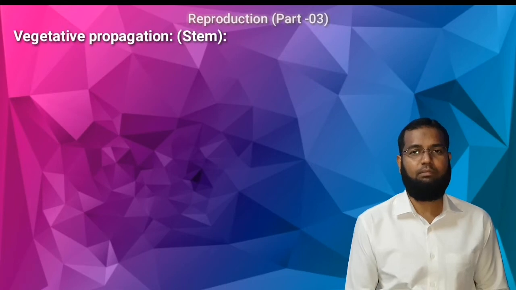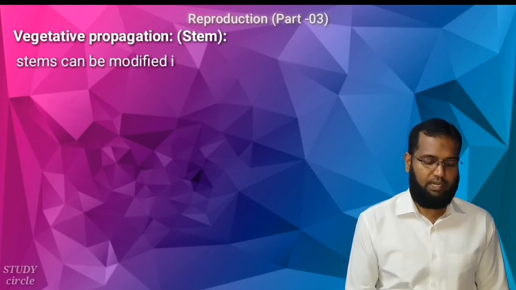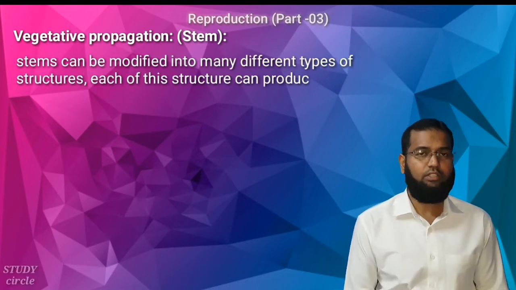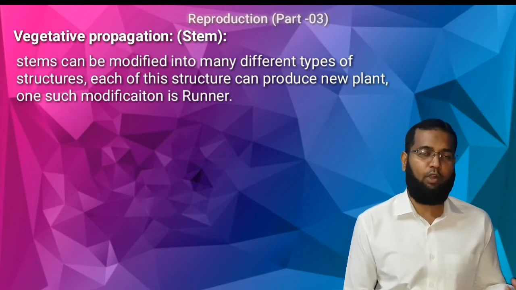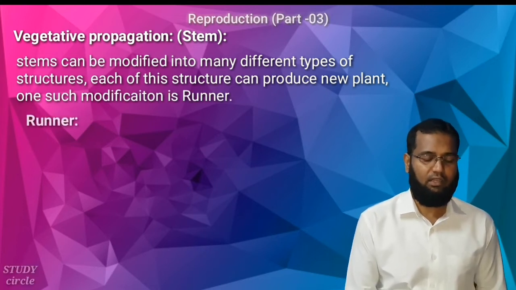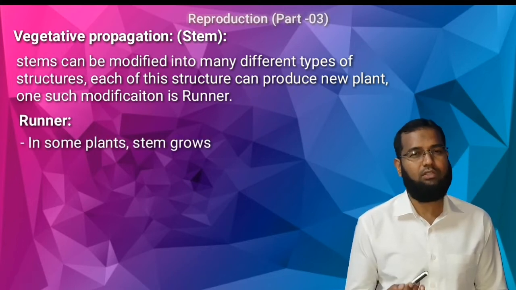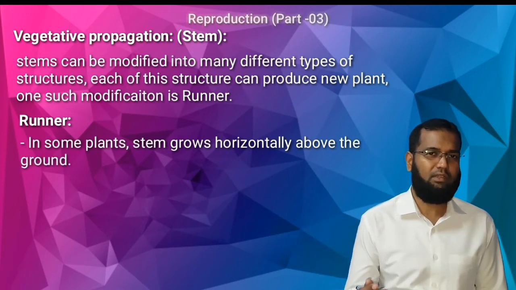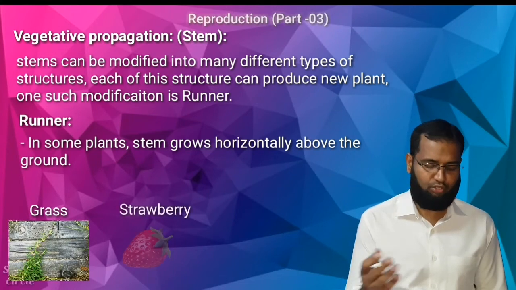Vegetative propagation by stem. Stems can be modified into many different types of structures. Each of these structures can provide a new plant, and one such modified structure is a runner. In some plants, the stem grows horizontally above the ground level. Examples of this type of runner are grass and strawberry.